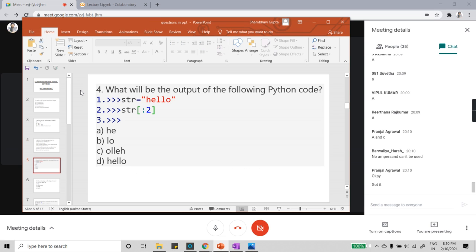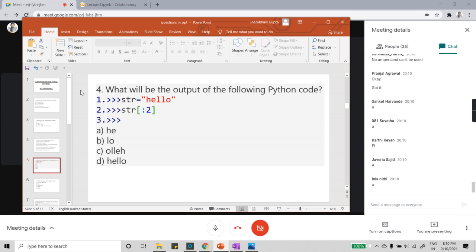What will be the output of the following Python code? str is equal to hello, then str in brackets :2. Okay, Sanket, A. Absolutely right. Very well done, Sanket. You have given the very true option, and that is A. Okay, fine. A. Every one of you, very well done. This was the correct answer which all of you gave.